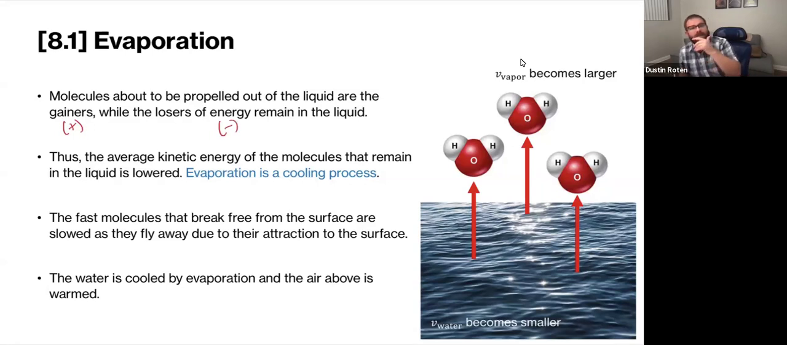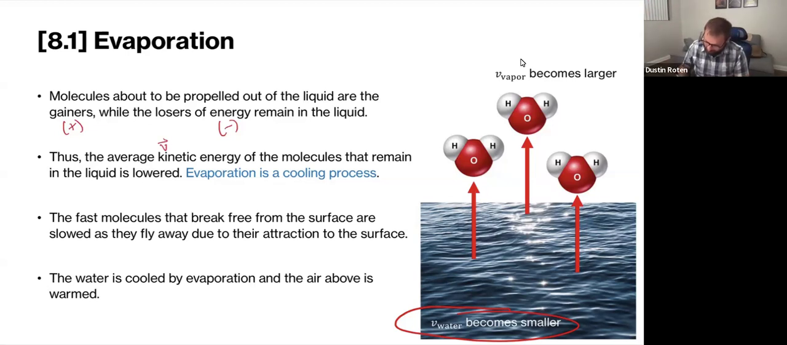Okay, well, that means the average kinetic energy, because remember, speed and kinetic energy, right? The average kinetic energy of the molecules that remain in the liquid is lowered. So that means the average velocity of all these molecules still in the water becomes lower. And that makes sense because all the fast ones either hit a molecule and slow down, or the fast ones leave and become vapor, right?